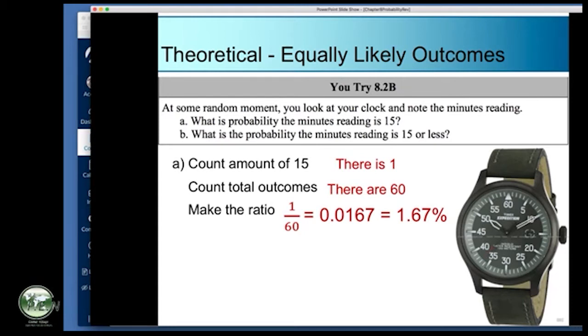What's the probability of the minutes reading is 15 or less? 1 out of 15. 15 out of 60. Good. Let's start with the easy counting, and you might be right on the other ends. Yeah, this got me wrong. The first time I thought 15, but if you count 15 or less, now less than 15, you got to go 1, 2, 3, 4, 5, 6, 7.